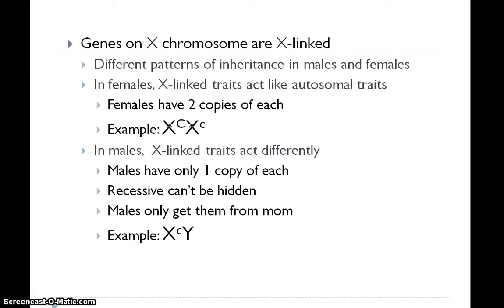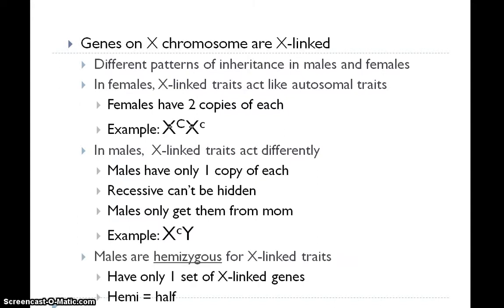It is an X-linked allele. So this would be X little c Y. The Y is left without an allele. We say that males are hemizygous for any X-linked trait. That means they have only 1 set of the X-linked genes.